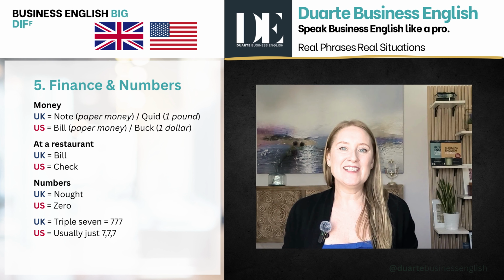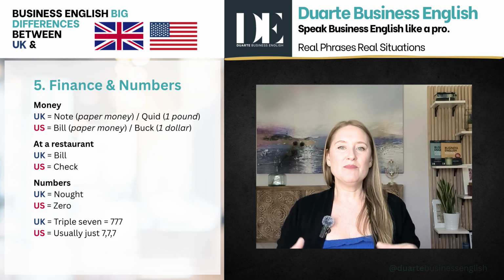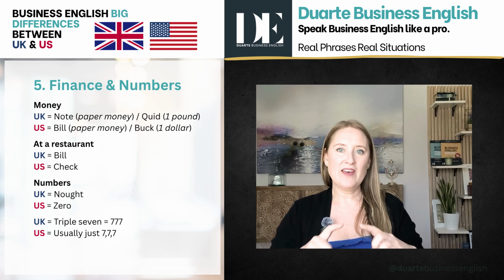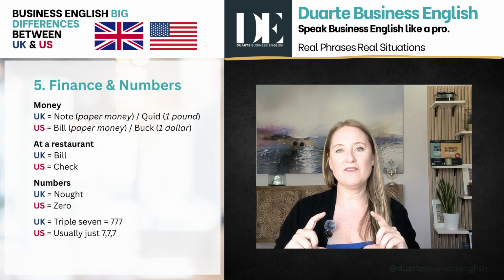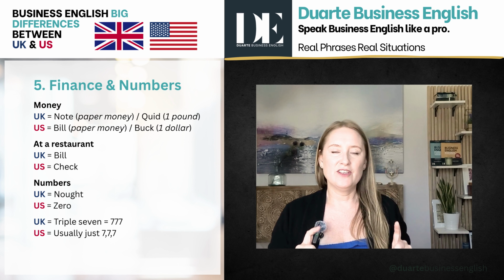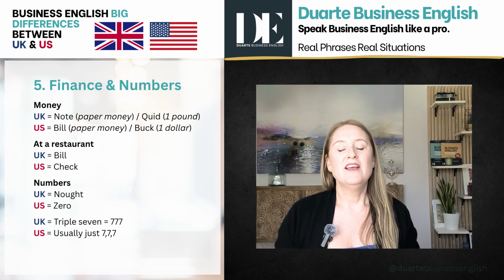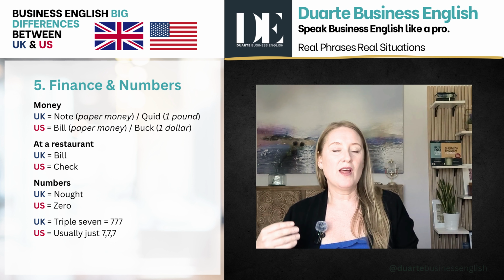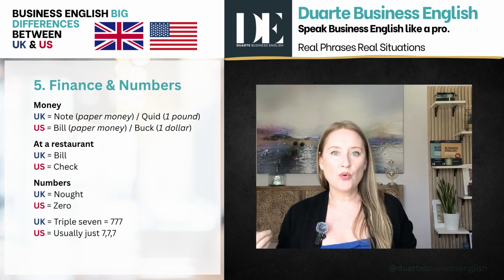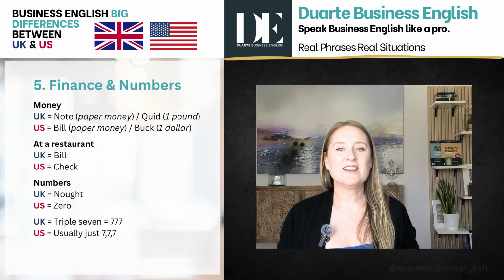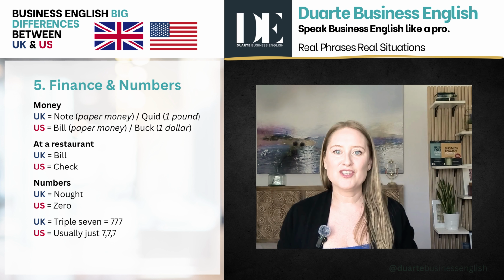Okay, now to finance and numbers. When it comes to physical money in the UK, that physical money, the paper money, is a note, whereas that physical paper money in the United States is a bill. Now, if you want to talk about having £1 or $1, you call that a quid in British English, whereas that's called a buck in American English.